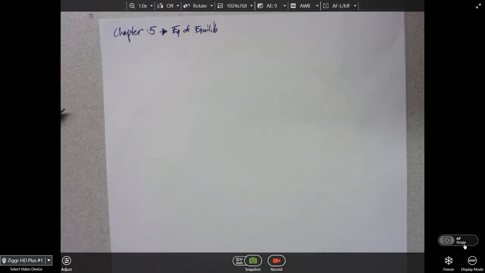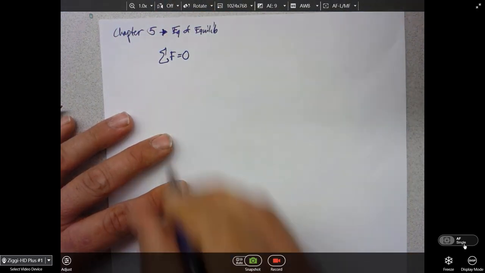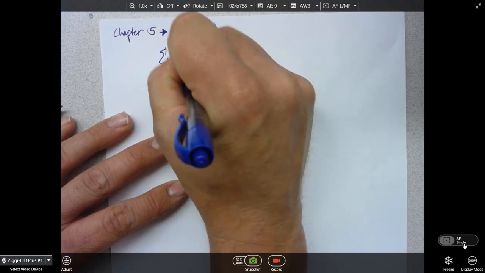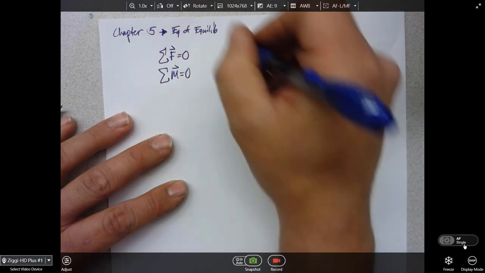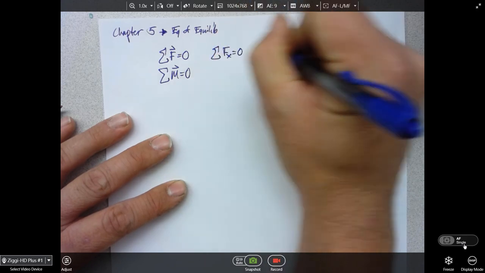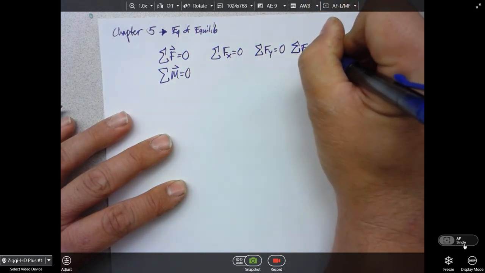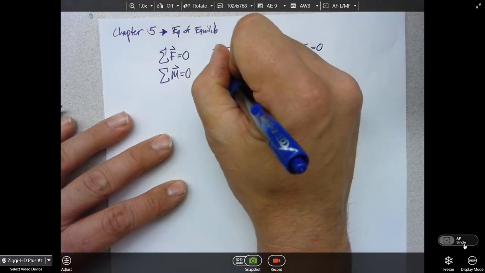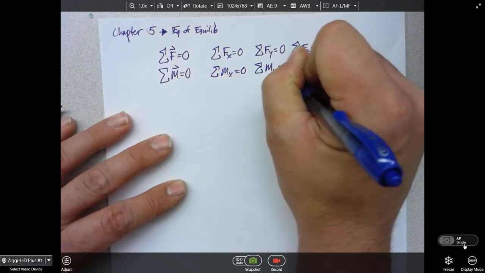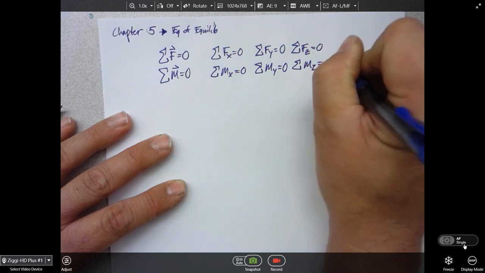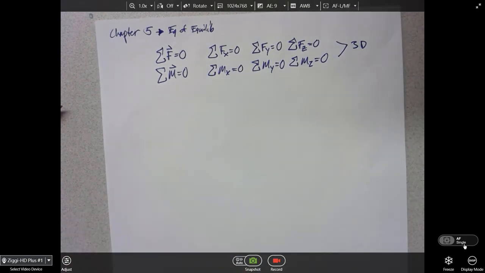So essentially, static equilibrium says that the sum of the forces is equal to zero, and that the sum of the moments is equal to zero. Okay? So if we have these as vectors, we typically would break this down and say that the sum of the forces in the x is equal to zero, the sum of the forces in the y is equal to zero, and the sum of the forces in the z is equal to zero. And we could do the same thing with the moments. The sum of the moments about the x-axis would be zero, the sum of the moments about the y-axis zero, and the sum of the moments about the z-axis is zero, right? So this would fully constrain something in three dimensions to be in equilibrium.